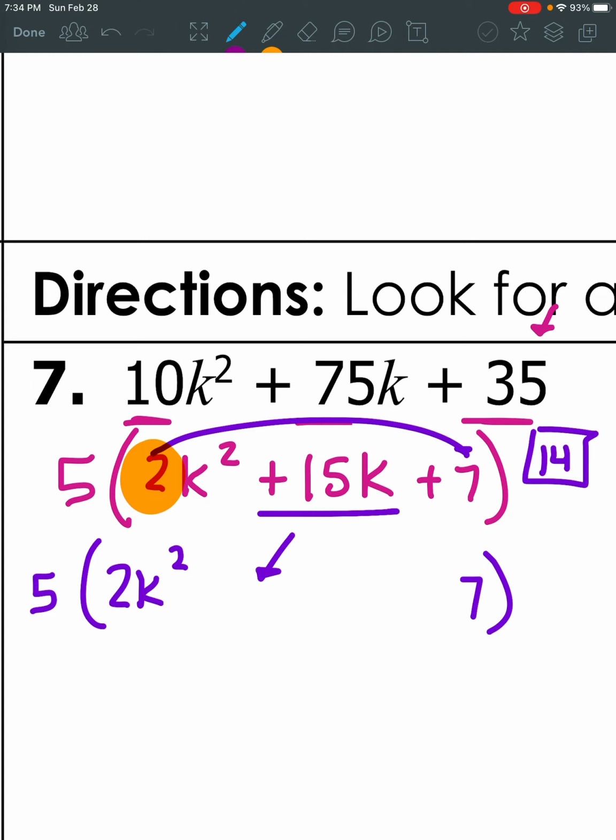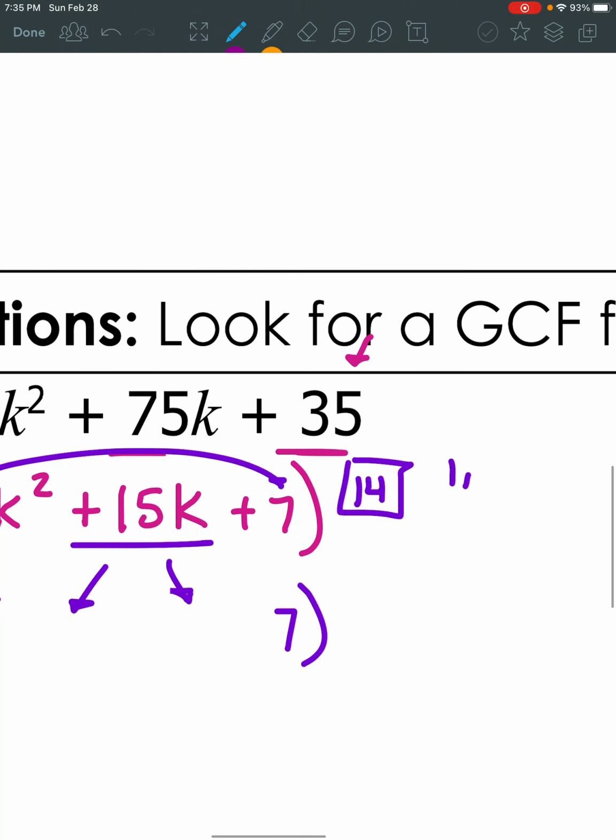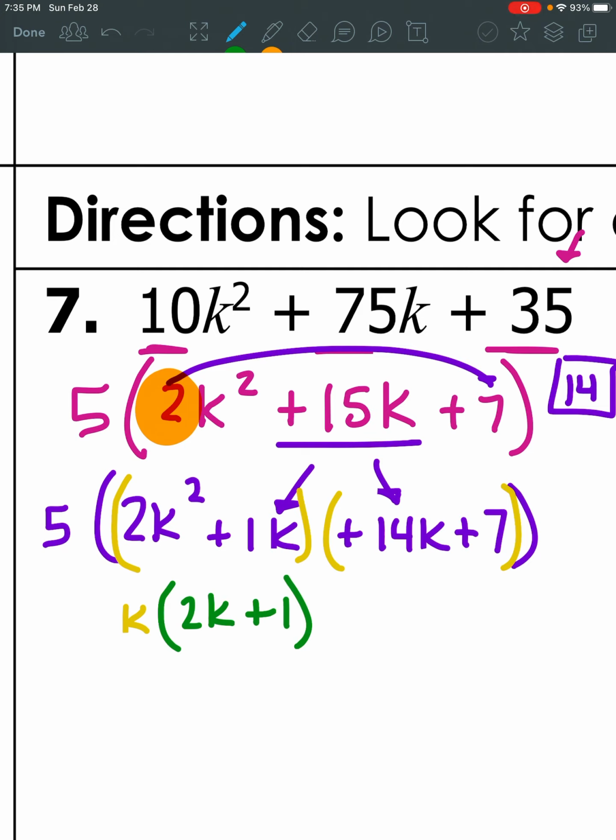We're going to separate 15k into 2 separate terms. So 1 and 14 multiplies to our AC, and then it also adds to 15. So I'm going to do one as 1k, the other one as 14k. And everything is positive here. So let's group together our first two and our last two, pull out a GCF. 2k squared and 1k, we just have k. And then we have 2k plus 1 left in the parentheses.